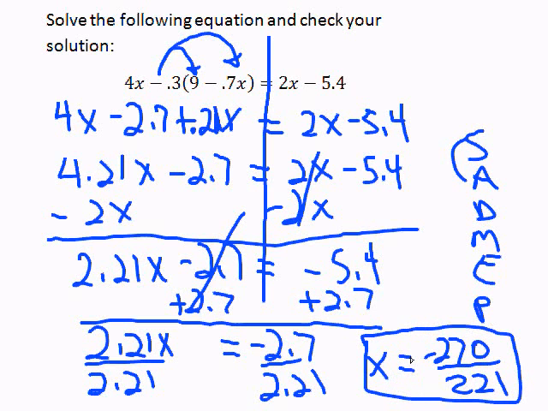Now hopefully that's our final answer, but we want to be for sure. So to be for sure that that is absolutely our correct solution to this equation, we need to substitute negative 270 over 221 in for all of the x values. Well, that's kind of ridiculous to do by hand. So luckily we can use our calculator to substitute this for us.